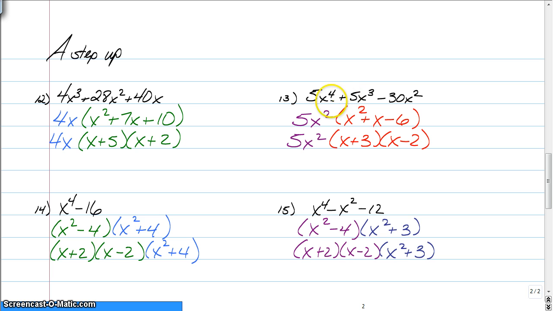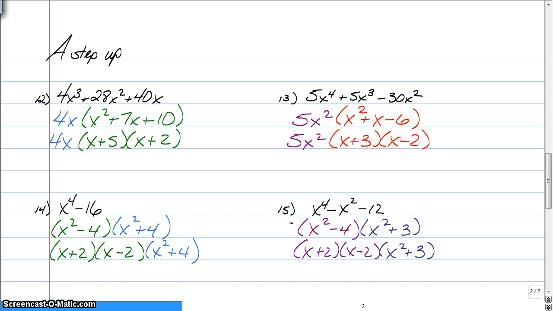Same thing happened with this one, but your GCF was 5x squared, and then you were left with x squared plus x minus 6, which could be factored to x plus 3 and x minus 2. Number 14 was a little bit different because it's just the difference of two squares, but what's the square root of x to the 4th? It's x squared. So it gave you x squared minus 4 and x squared plus 4. But then you've got to look at this again. You have another difference of two squares. So the square root of x squared is x and the square root of 4 is 2, giving x plus 2 and x minus 2. And then, of course, you still have your x squared plus 4. You cannot leave him alone.